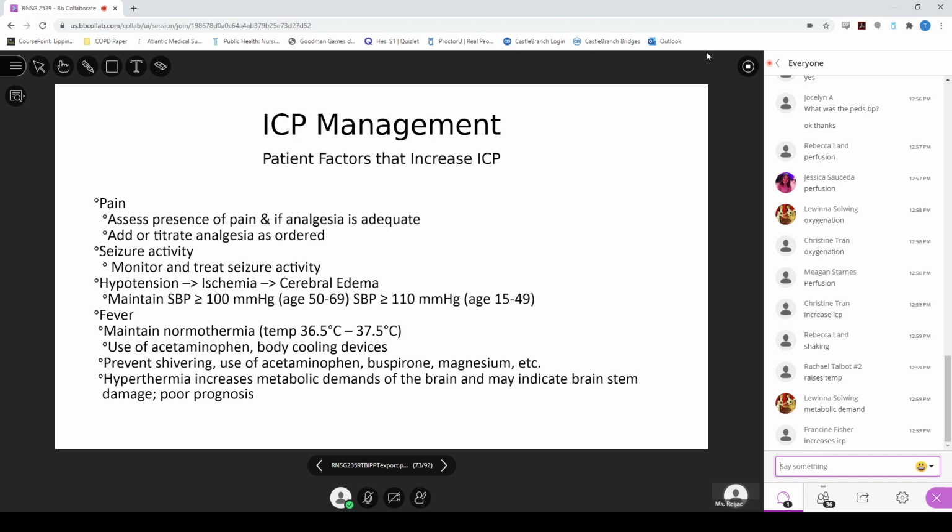Shivering raises the temp. It increases metabolic demand. That's what I was looking for. It is your body's way of raising the temperature in your body, but shivering also increases metabolic demand. Metabolic demand is bad, and it increases the ICP in your head. So you need to prevent shivering. Hyperthermia increases metabolic demand, and it may indicate brain stem damage and has a poor prognosis.